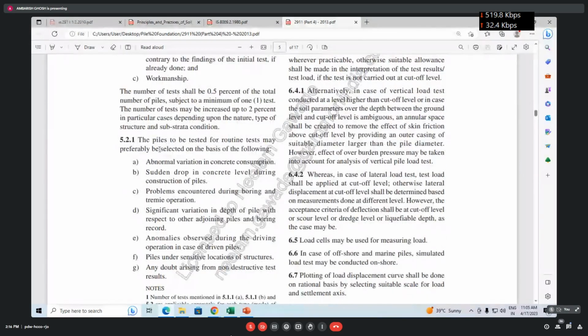So you can see the piles to be tested for routine test may preferably be selected on the basis of the following: abnormal variation in concrete consumption, sudden drop in concrete level during construction, problem encountered during boring, significant variation in depth of pile, anomalies observed during driving operation. So this way you can select the pile which should be tested. Okay.